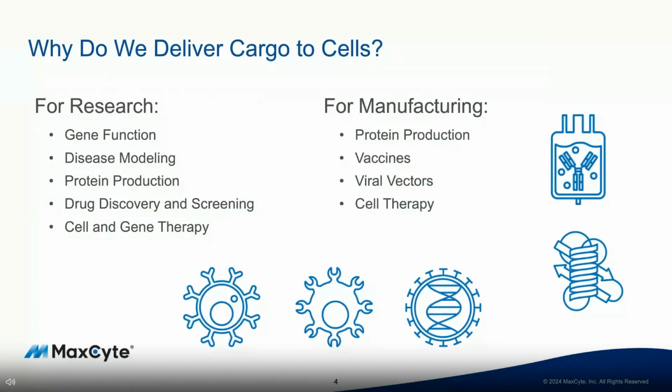So first of all, why do we want to deliver cargo into cells? For research, that could be to study gene function, either by exogenous overexpression of a gene or knockdown or knockout of a gene to understand its function. It can be used for disease modeling, to produce proteins, as well as drug discovery and drug screening. There are cell and gene therapy applications such as immunotherapy. And on the manufacturing side, to produce proteins at large scale in either HEK cells or CHO cells, vaccines to manufacture viral vectors, or again, like a cell therapy product, but at a larger scale.